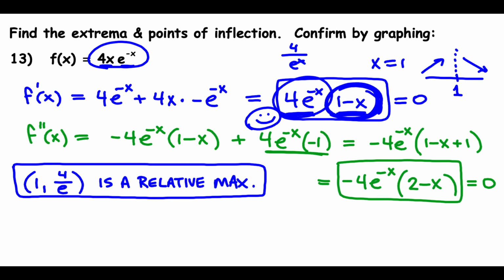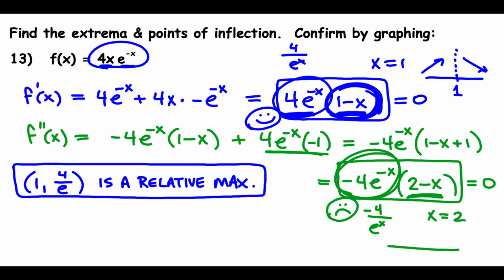Down here in the second derivative, again, this is going to be negative all the time, because that's negative 4 over e to the x. e to the x has to stay positive. So that's negative. So the only place that the second derivative can be 0 would be at 2. So x equals 2 seems to be a potential point of inflection. Let's see if it is.